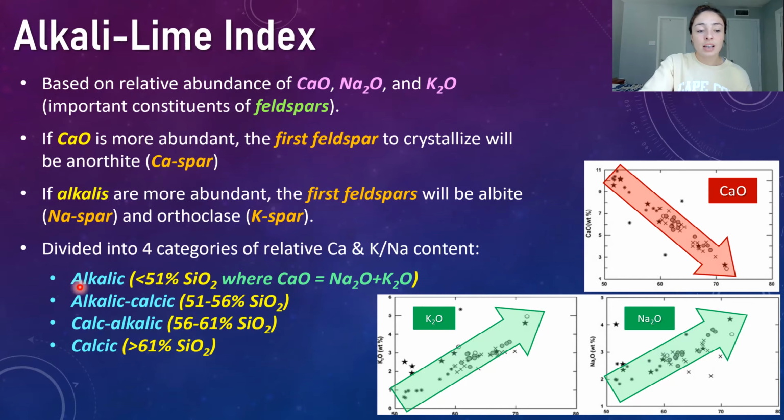And then you can see alkalic calcic is within the 51 to 60% range of silica if they intersect in there. And then in the calc-alkalic category, they have to intersect within the 56 to 61% range. And in the calcic category, they have to intersect past 61%, a very high silica content value. And that would mean it's very calcic and very depleted, or relatively depleted, in alkalis like potassium and sodium.